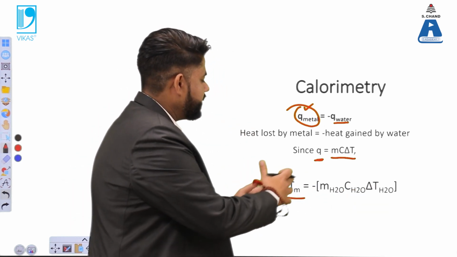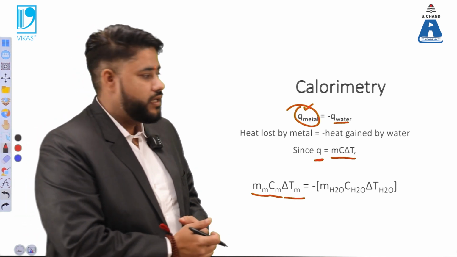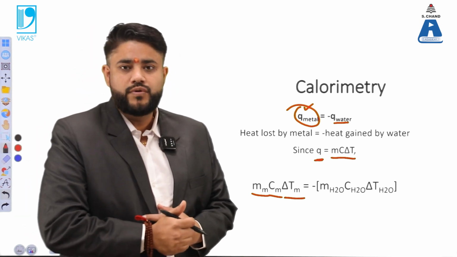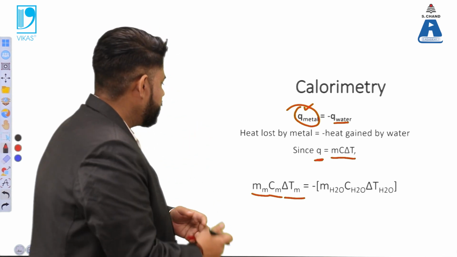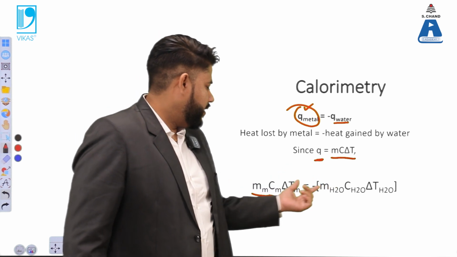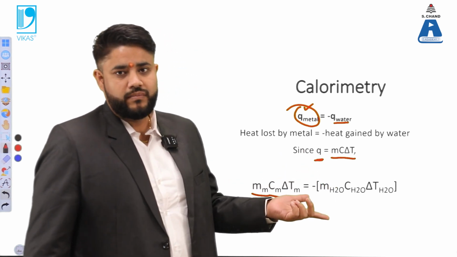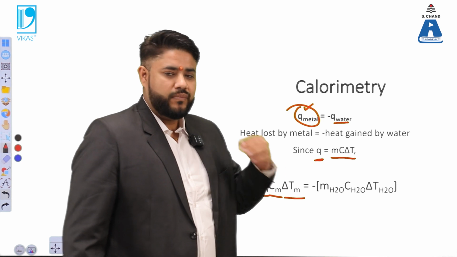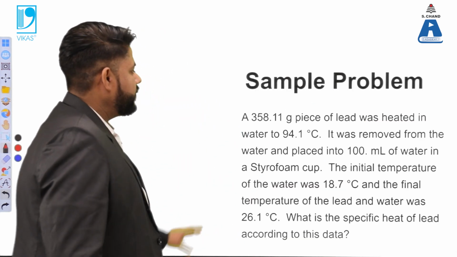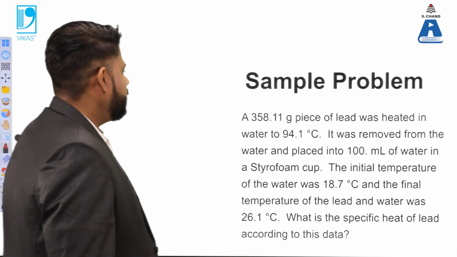So, this indicates that we can do calculations, and if in a particular numerical you are required to find out that we have a metal and there is water, and we need to find the specific heat of that particular metal, we can do it easily with the help of these simple calculations. So, we look at that simple calculation with the help of a numerical problem.